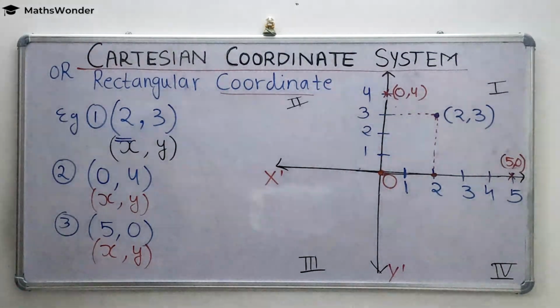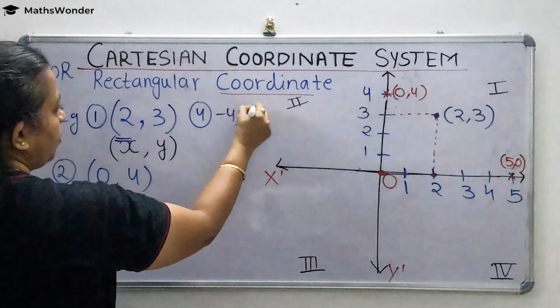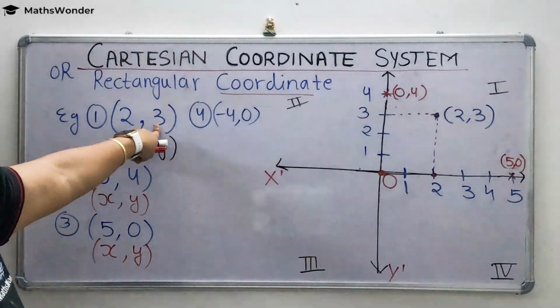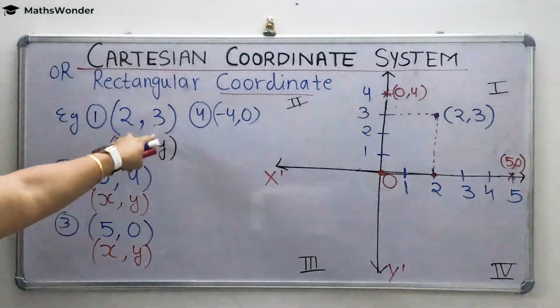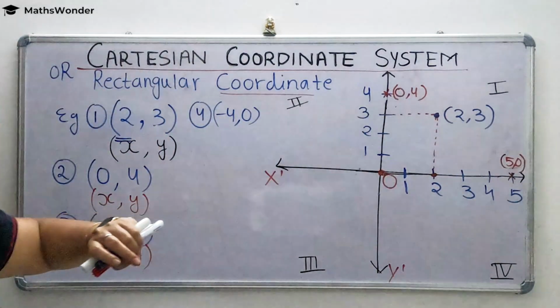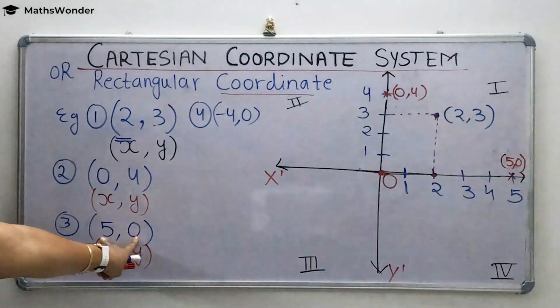Next, suppose -4, comma 0. And you can check the quadrant also. Both are positive, means this is in the first quadrant. 0, comma 4, this is also in the first quadrant. Okay. Then 5, comma 0, this is in the first quadrant again.